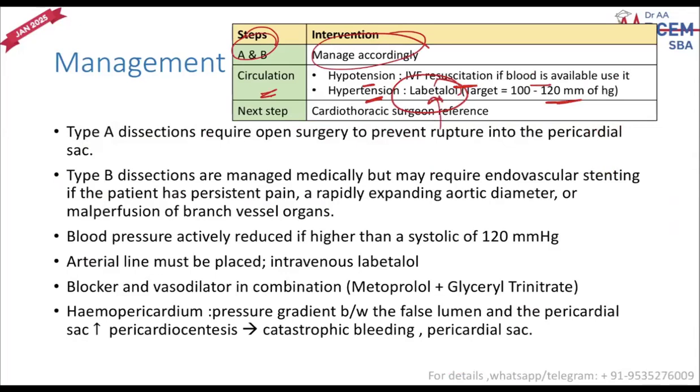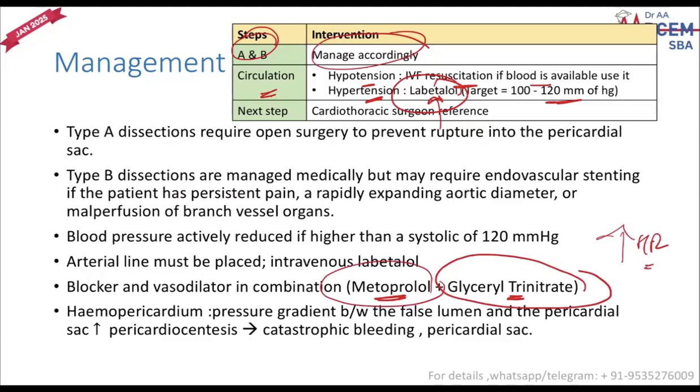Sometimes labetalol itself may not be helpful. They will be having hypertensive emergencies, and labetalol itself may not be helpful. At that point of time, along with the beta blocker, you can add glyceryl trinitrate, which is a vasodilator, if the beta blocker is not effective. But remember that using only a vasodilator is not recommended because it can trigger a reflex increase in heart rate, reflex tachycardia, as we call it. That's why you should have a beta blocker to make sure the heart rate never increases.